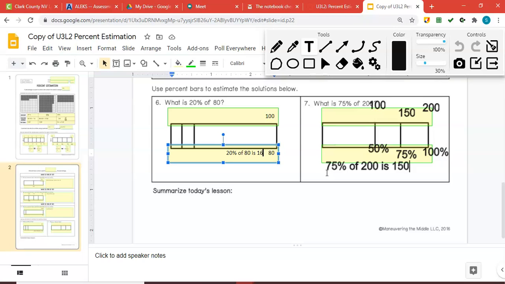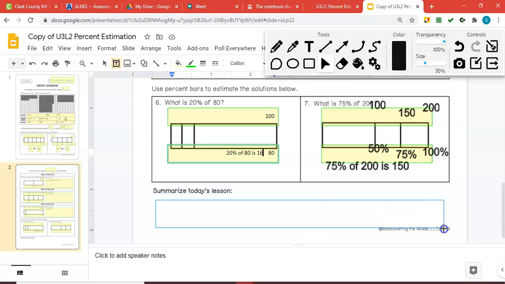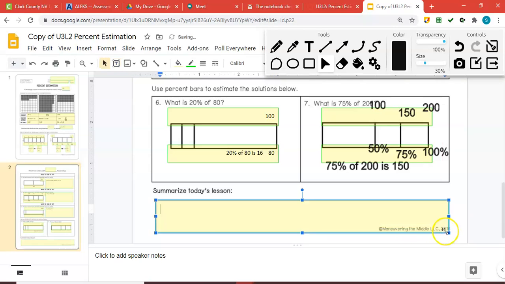Okay. Now, summarize what you learned. Go ahead and add a new text box here. And then we're going to try to apply some of that in our assignment that we're going to be watching, or that you'll have access to. Okay, so go ahead and look for that assignment and get started on it.